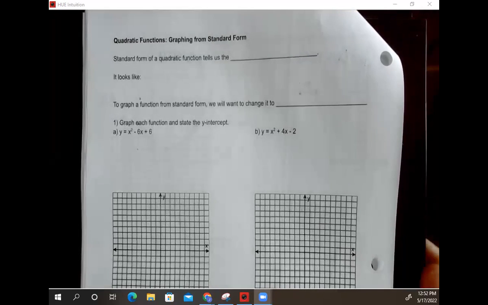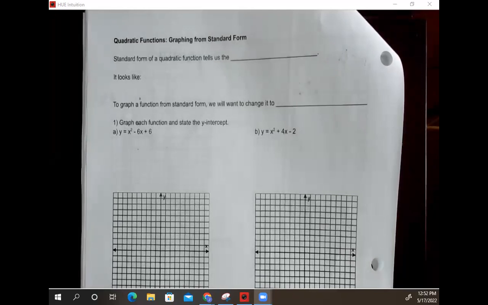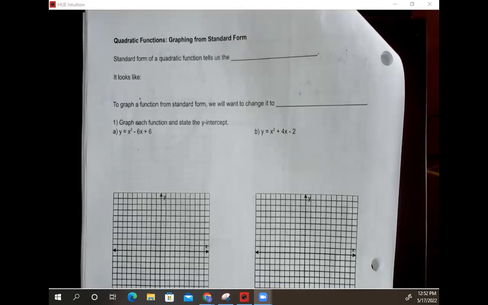Last time we talked about how to graph from factored form, and we did just one problem about changing from standard form to factored form. So that's an option. If you want, you can take your standard form function and change it to factored form and graph using our strategies from last time. But I also want to talk about other approaches that we have for graphing from standard form.